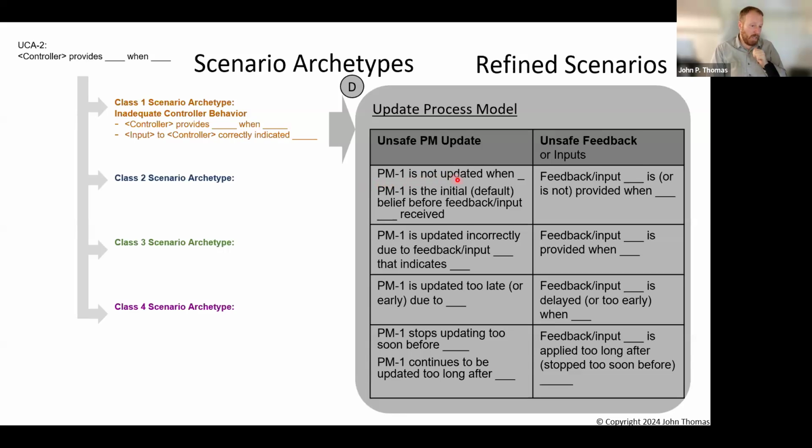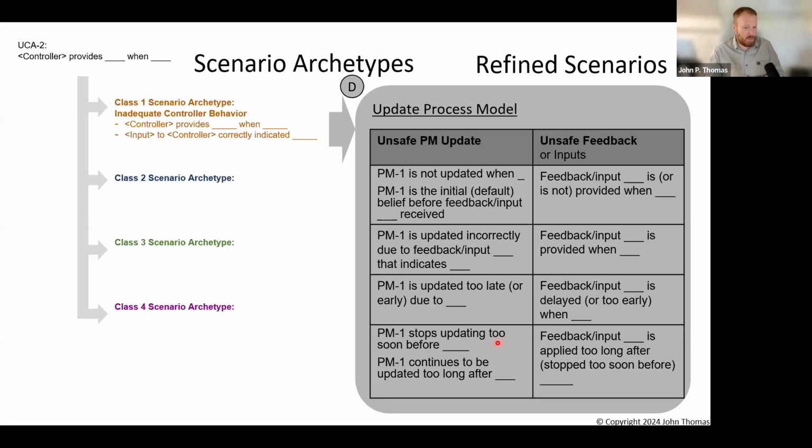How can the process model not be updated? This may occur because the feedback was not provided to trigger an update of the process model. Maybe the process model was stuck in some default initial value, some belief. This happens all the time with software. When it first boots up, the variables have to be initialized to something before the first feedback is received. That could be the reason. Feedback may be updated incorrectly. It may be updated too late, and the same exact thing for feedback. Feedback could be provided incorrectly, could be updated too late or too early. Process model could stop updating too soon, and so on.